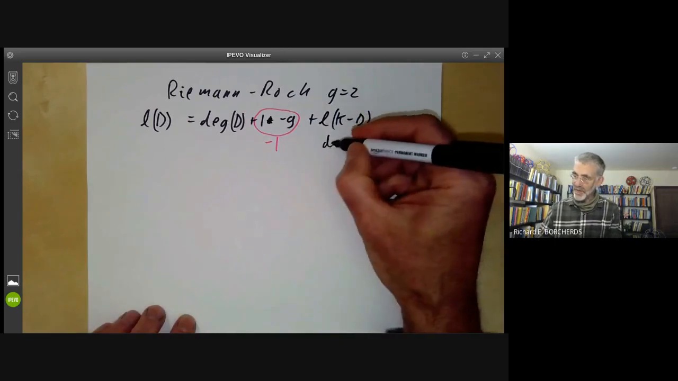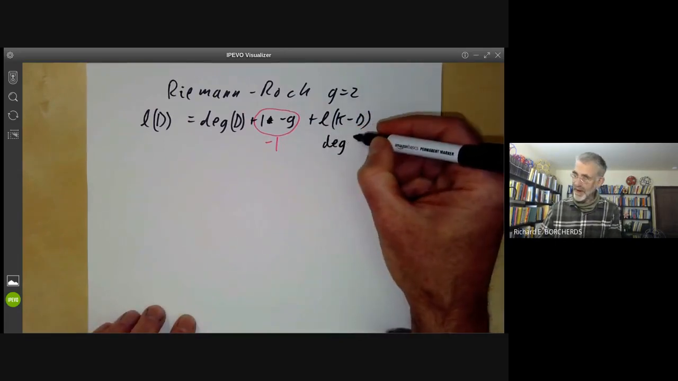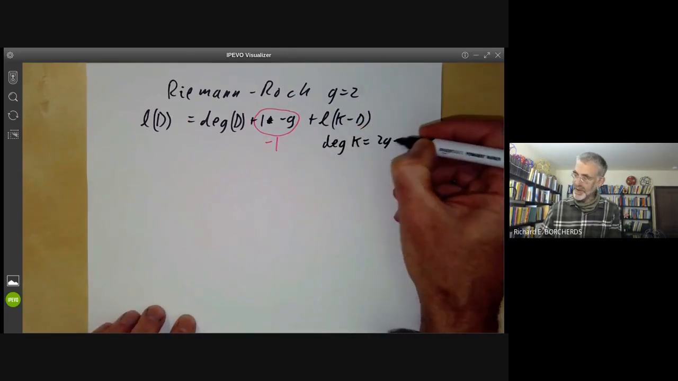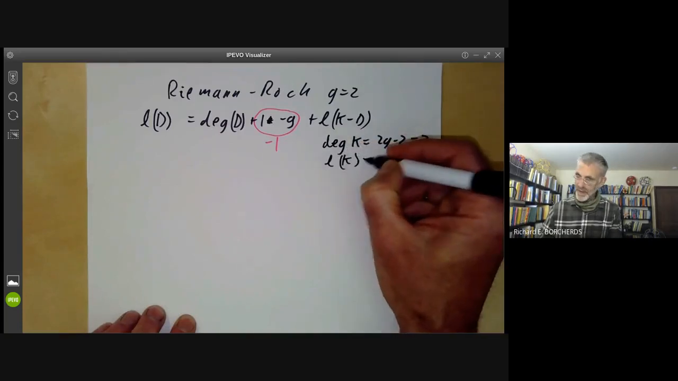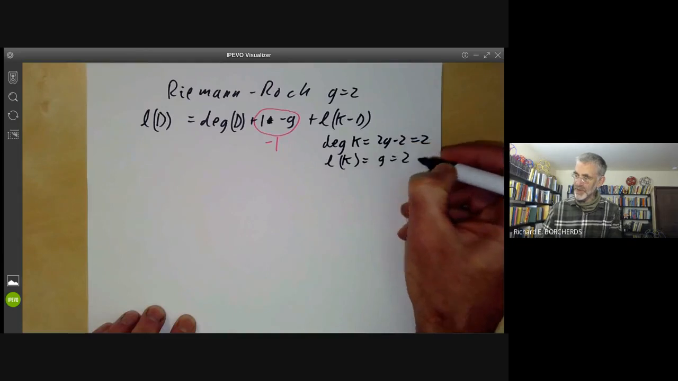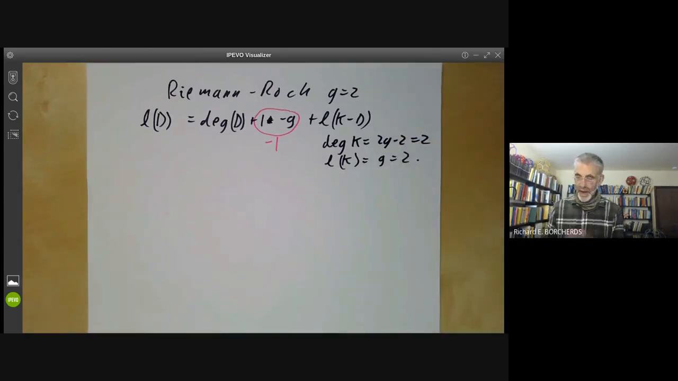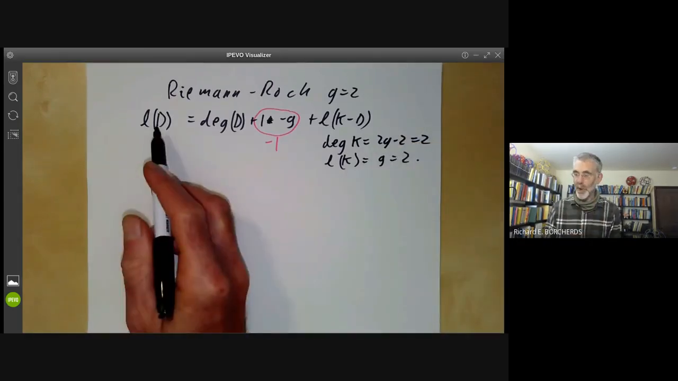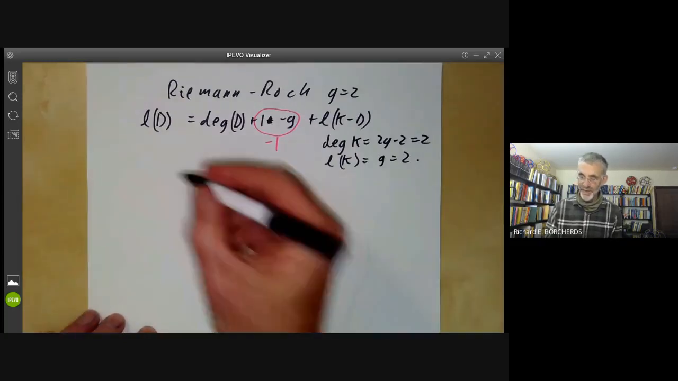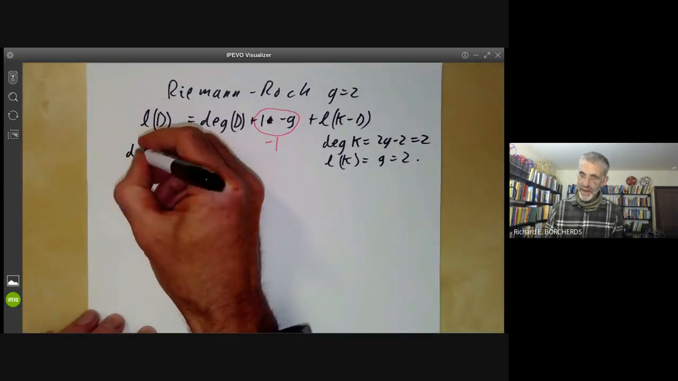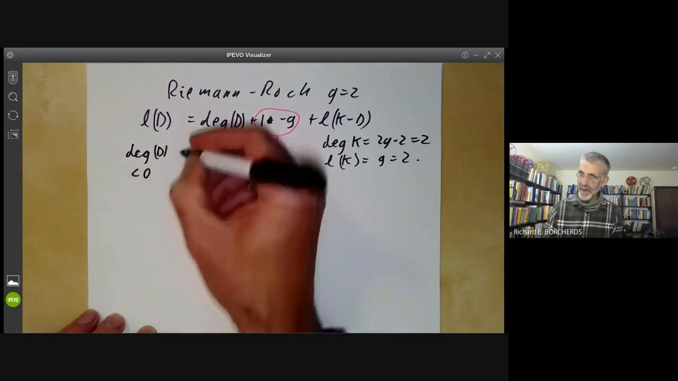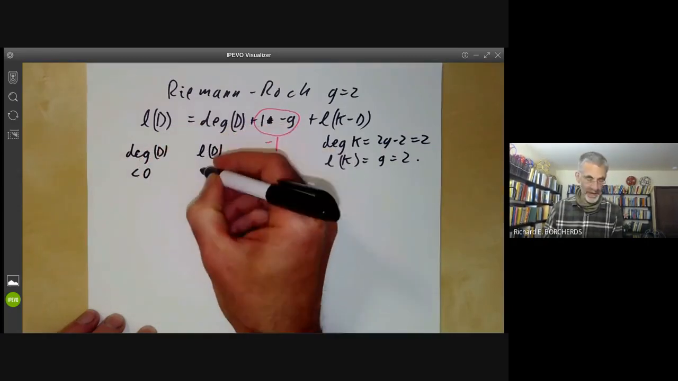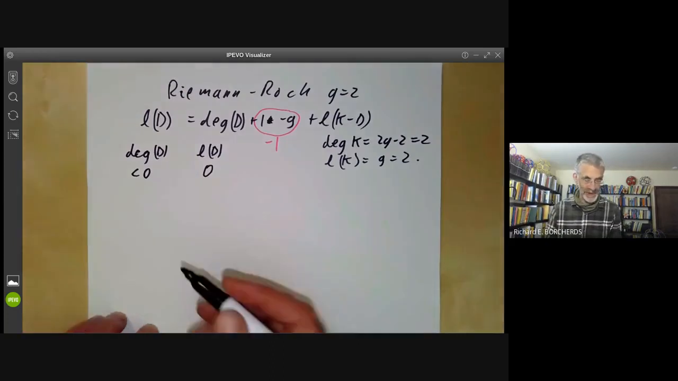And we also know, as usual, that the degree of K is 2g minus 2, which is 2, and L of K is g, which is equal to 2. And now what we want to do is to try and work out what L of D is in terms of the degree of D. So first of all, suppose the degree of D is less than 0. Then we know that L of D is equal to 0 as always.